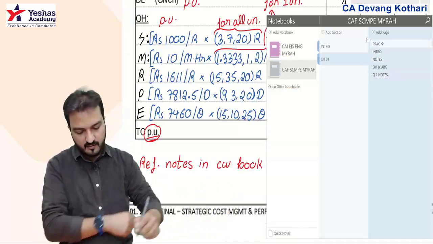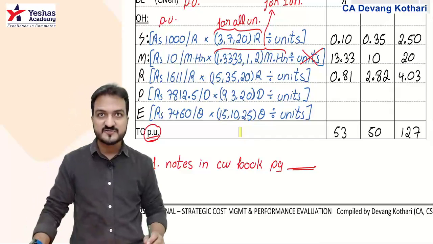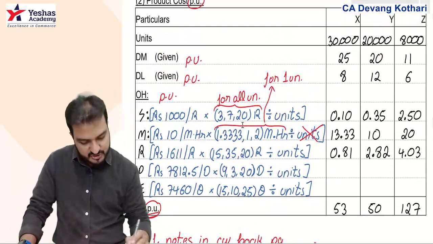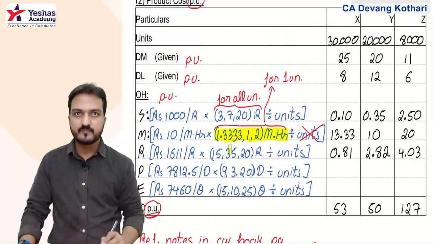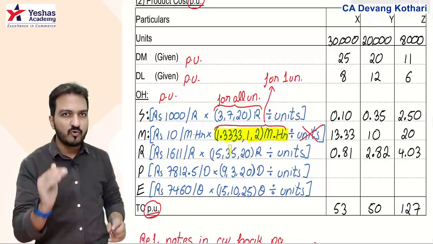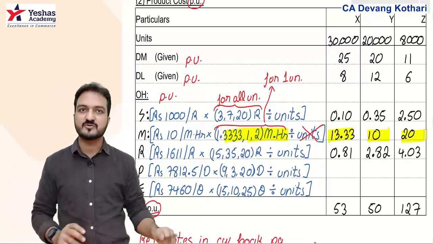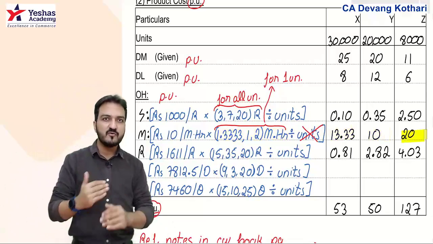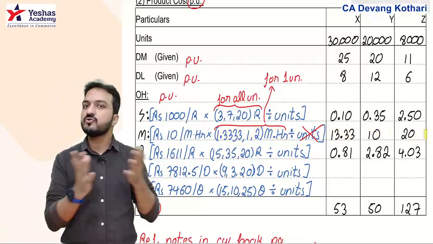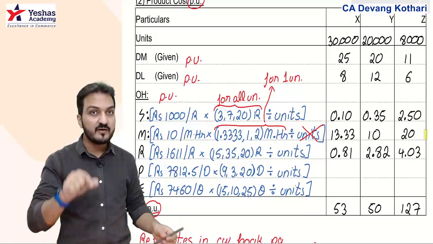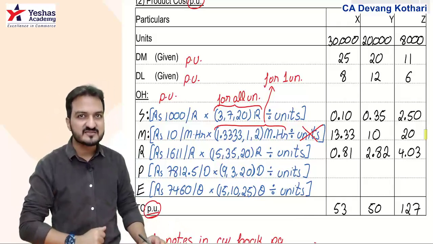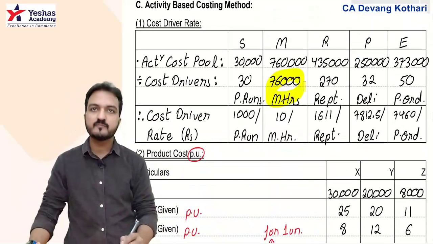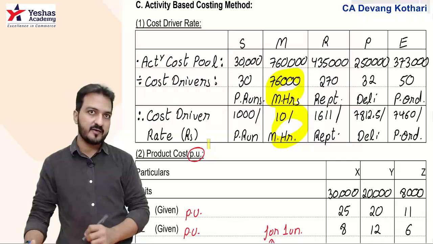Notice your product wise machine hours 1.33, 1 and 2. Where did you use that? Product wise machine hours is used over here, for adding overhead cost to the product cost. And where did you use the total machine hours 76,000? That total machine hours you used over here while calculating the rate.